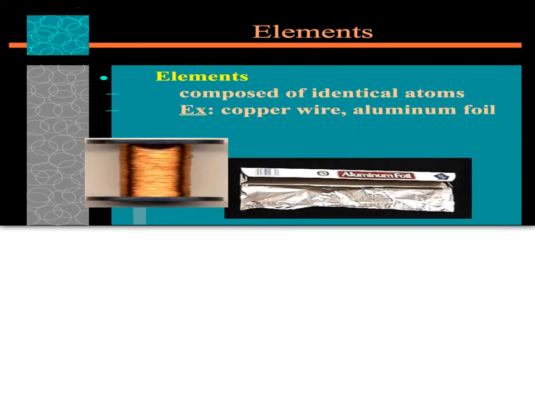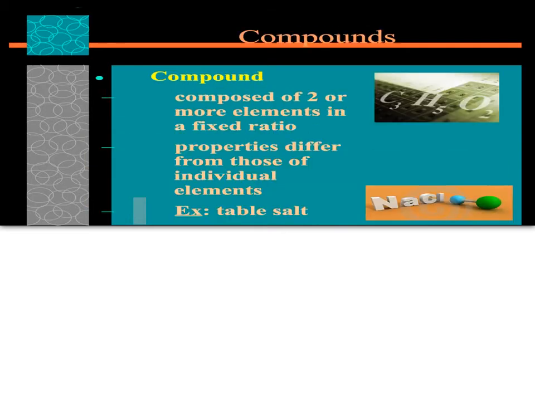Elements are always composed of identical atoms. A copper wire is made up of all copper atoms. An aluminum foil sheet is made up of all aluminum atoms. A compound is going to be composed of two or more elements in a fixed ratio. The fixed ratio is where we get the chemical compound formula. The properties of a compound are going to differ from those of the individual elements.